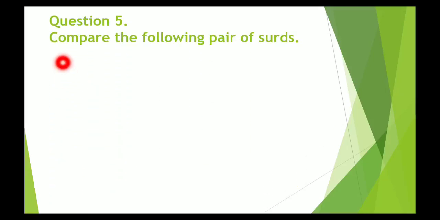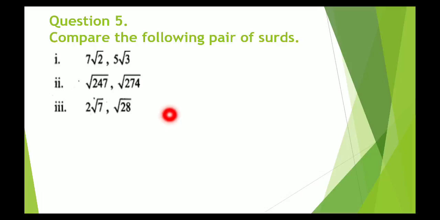Question number 4. Compare the following pairs of surds. Here we are going to compare two surds. Which surd is greater than which surd, whether it is equal, greater or smaller. This is called comparing the following pair of surds. Here also, first we have to check whether the order of the surds are same. If the order is same, then we can easily compare the surds. So here also we are going to solve the sum.